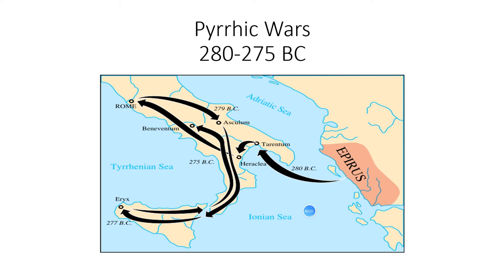The Romans are harassing us. The Romans want to take over. Bring in your army. Now, the army of Pyrrhus was state of the art. I mean, this army had a very strong infantry, had a very well trained cavalry, and they even had elephants.